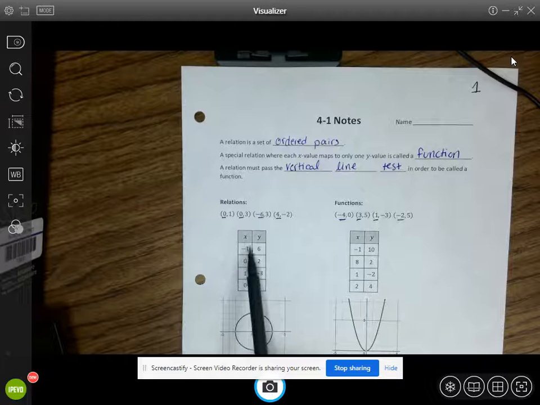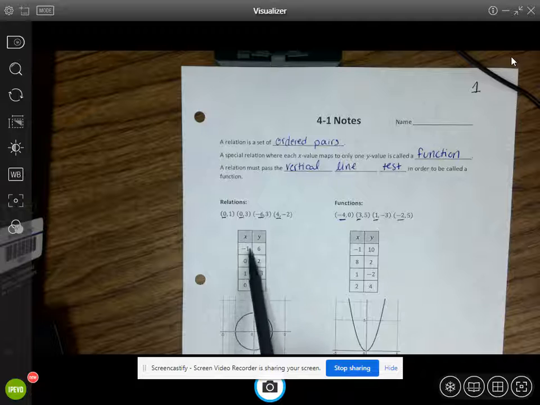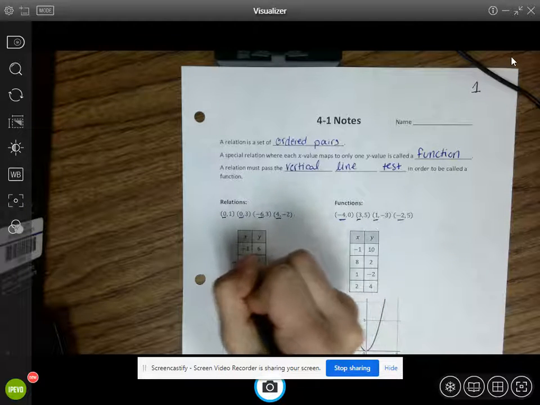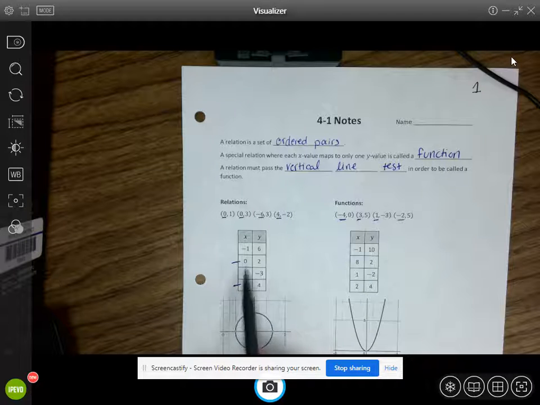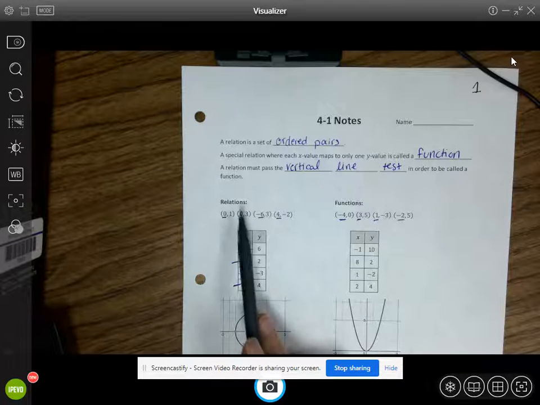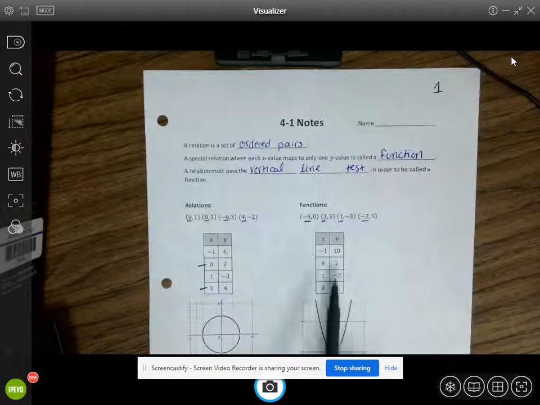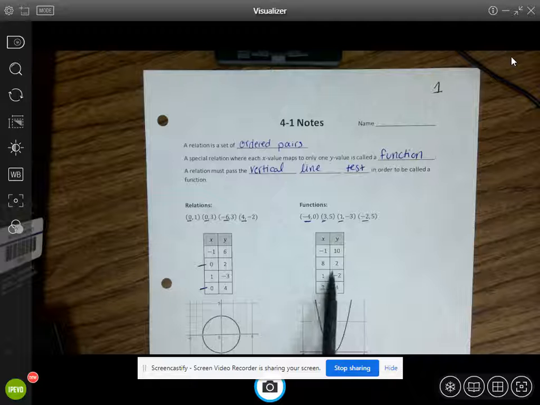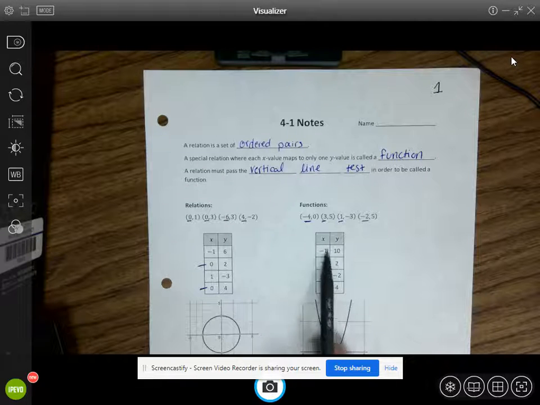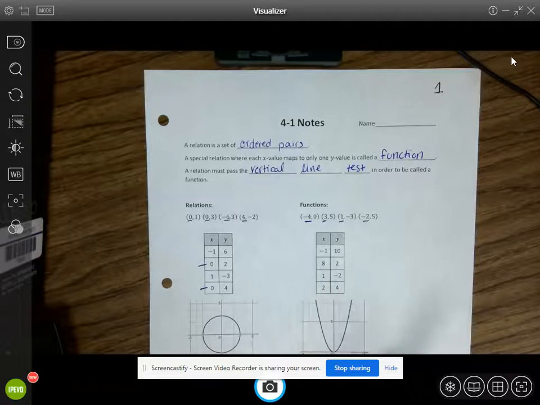So when you look at your table, same thing. We're going to look at the x values. We don't care about the y values. We're going to focus on the x column. I have 0 and 0, which means this is not a function. It's a relation, but it is not a function. When I come over here, I have -1, 8, +1, and 2. All of those x values are different, which means not only is this a relation, it's also a function.